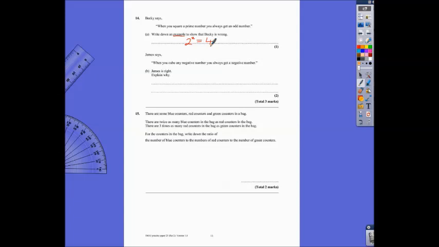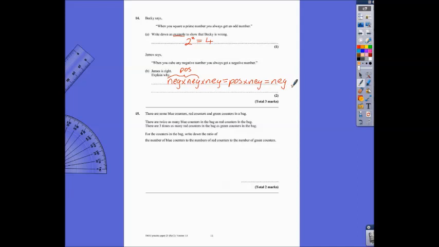James says, when you cube any negative number, you always get a negative number. James is right. Explain why. Well, if you're cubing a negative number, that means you're doing negative times a negative times a negative. Now, a negative times a negative, we know, is a positive number. So if you're doing a positive times a negative, that will give us a negative answer.